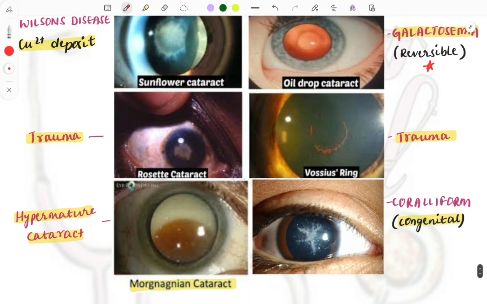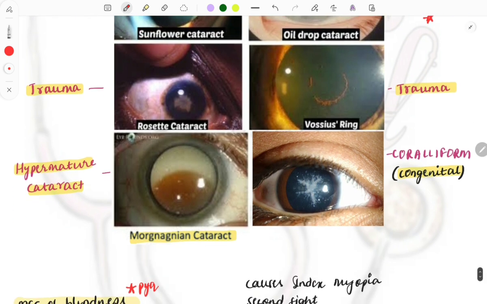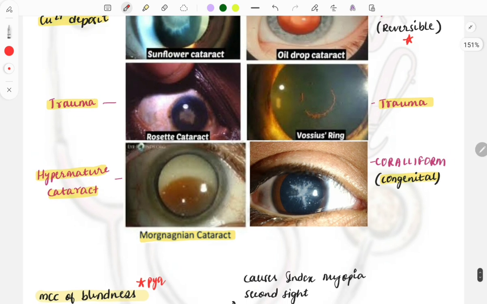Another important thing seen in trauma is the Vossius ring. तो ये Vossius ring क्यों होता है? It is due to the bleeding. तो यहाँ पर आप देख सकते हैं bleeding vessels जो है blood vessels, they bleed due to the trauma and they form this ring. Then hypermature cataract, also called the Morgagni cataract, and you can see this image in it. And coralliform, also called congenital, so you can see this appearance in it. So coralliform cataract is seen with the congenital.